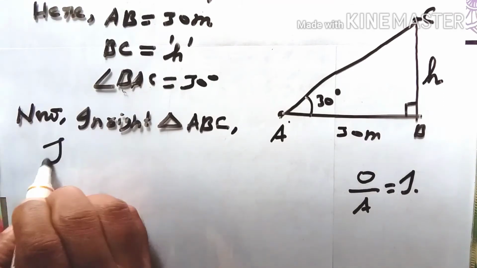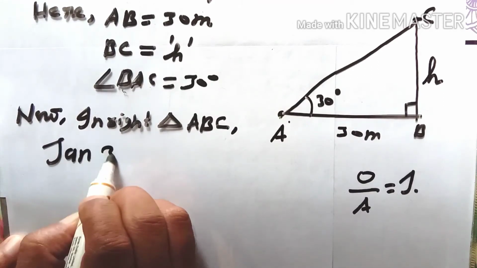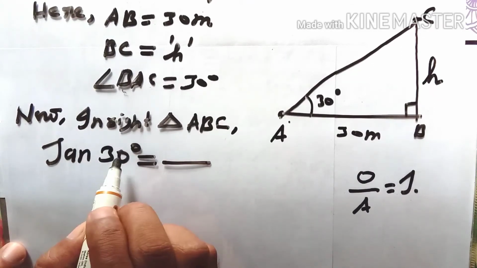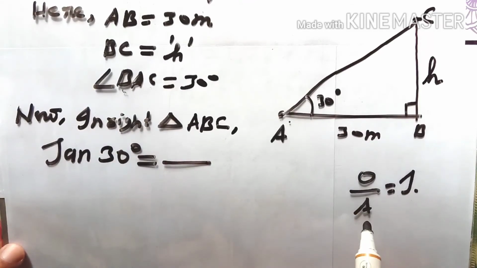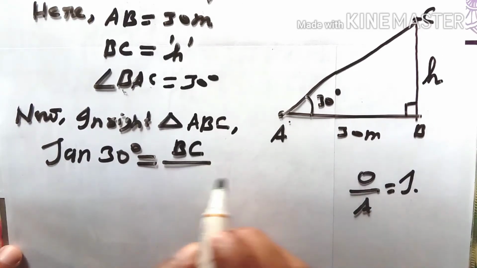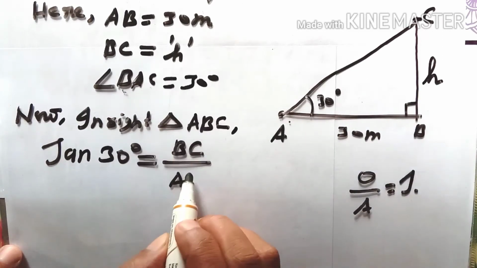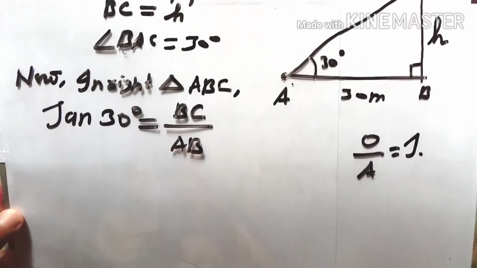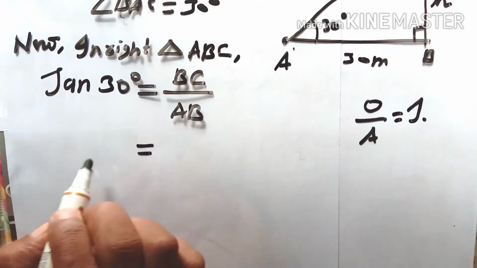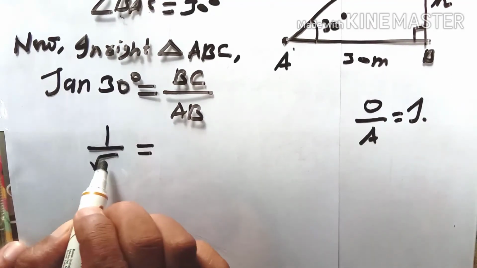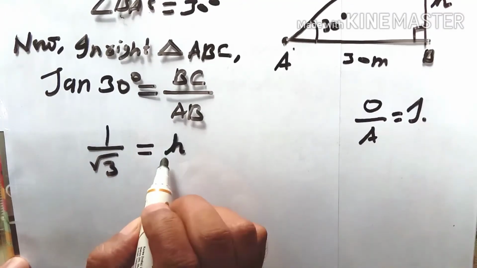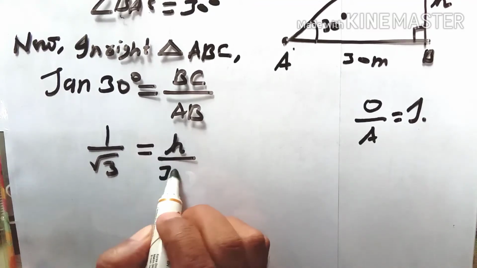So take the help of the ratio of tan theta, where we have 30 degrees. Tan theta is equal to the opposite side divided by the adjacent side. The opposite side according to our figure is BC, and the adjacent side is AB. Now we can substitute the value: tan 30 degrees is 1 divided by root 3, BC we have labeled as small letter h, and AB is 30 meters.